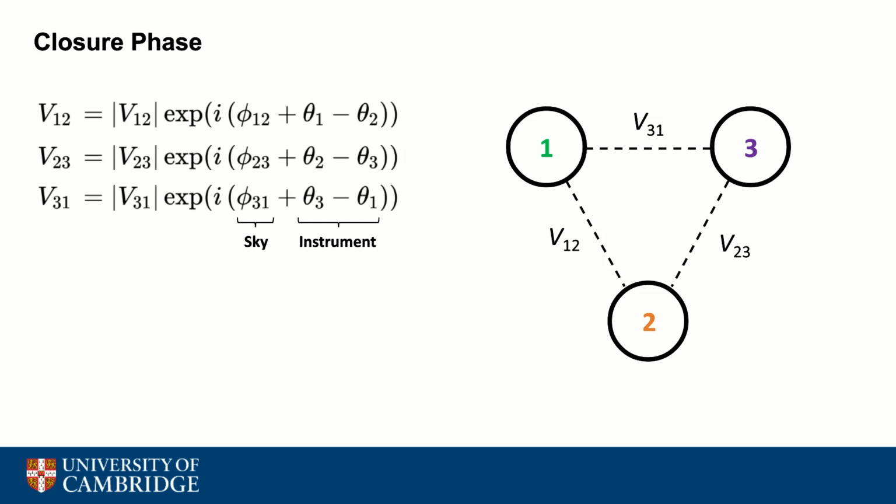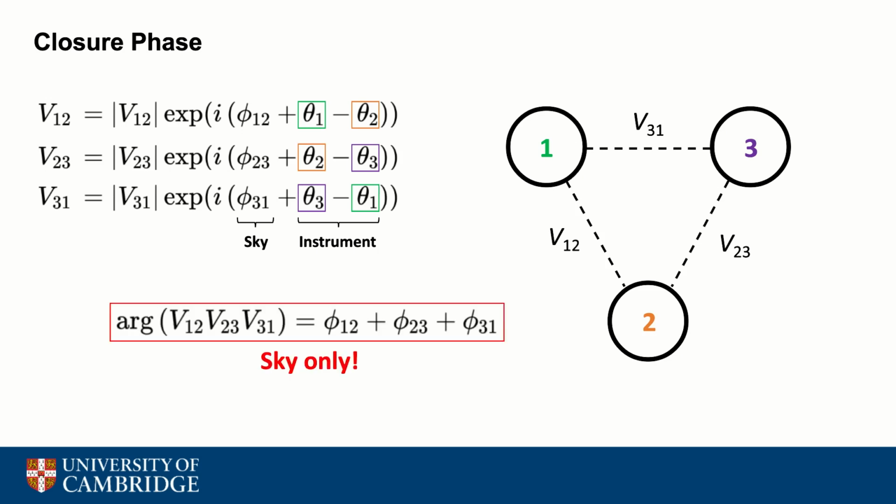So the instrumental phase here consists of two parts, one gain phase for each antenna that is involved in forming the visibility. The important thing to note here is that among these three visibilities, each gain phase appears twice, once with a plus sign and once with a minus sign. The minus sign is due to the complex conjugation in the correlation process. So we can add these phases accordingly in order to eliminate all of the instrumental phases, and what we are left over with is the closure phase. And in a way, the closure phase is a true representation of the sky.